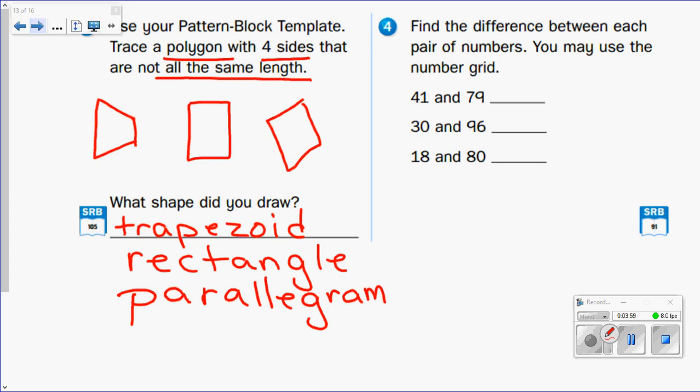Number 4, you're to find the difference between each pair of numbers. So remember, distance is the distance between these two numbers. So 41 and 79. I can use my chart at the beginning, my number grid at the beginning of the chart. So 49 to 79 would be 38. 30 to 96 would be 66. And 18 to 80 would be 62. Okay.